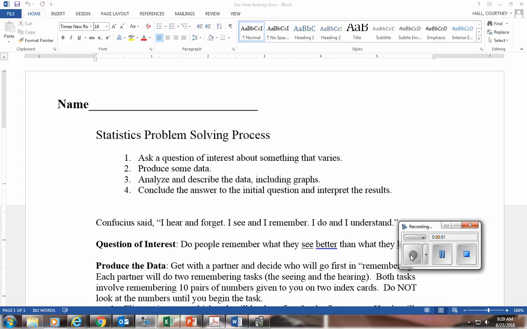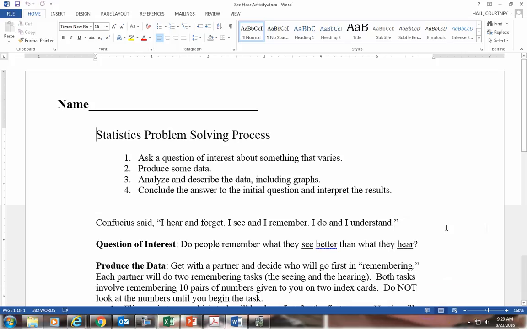Working on an activity. On the calendar, it's called the See Here activity. And it goes along with this worksheet that says statistics problem solving process. So have that one in front of you, and we will get started on it together.